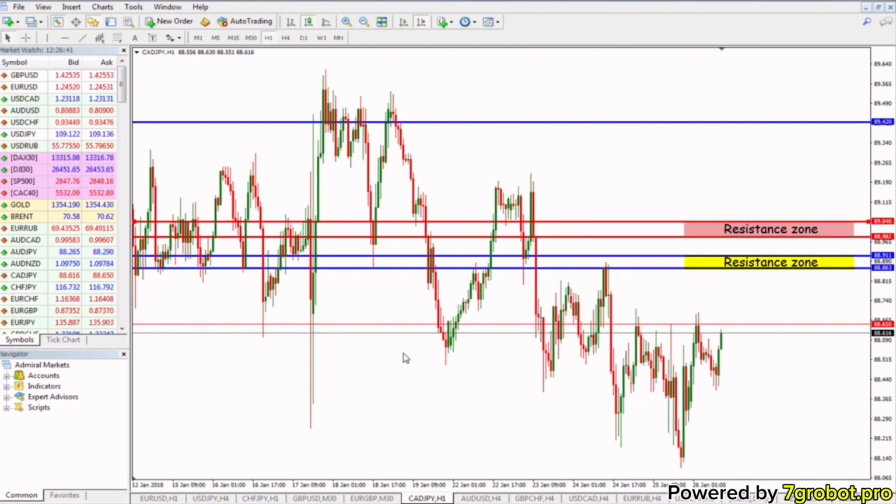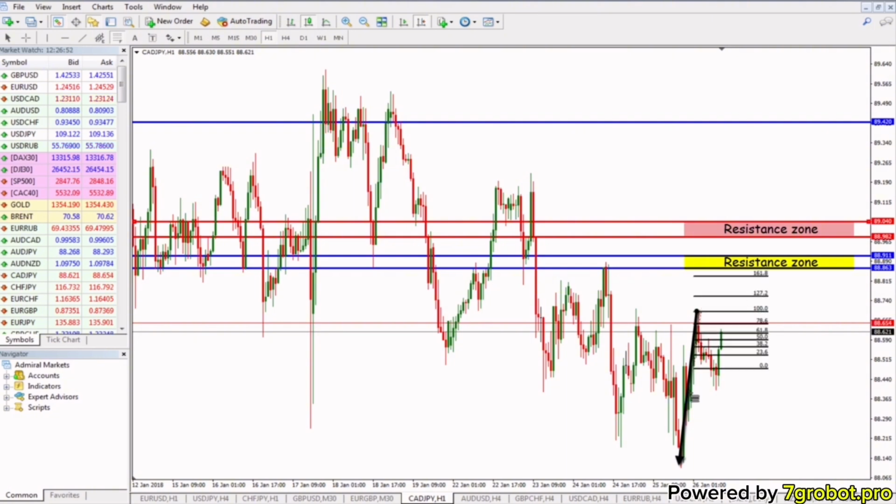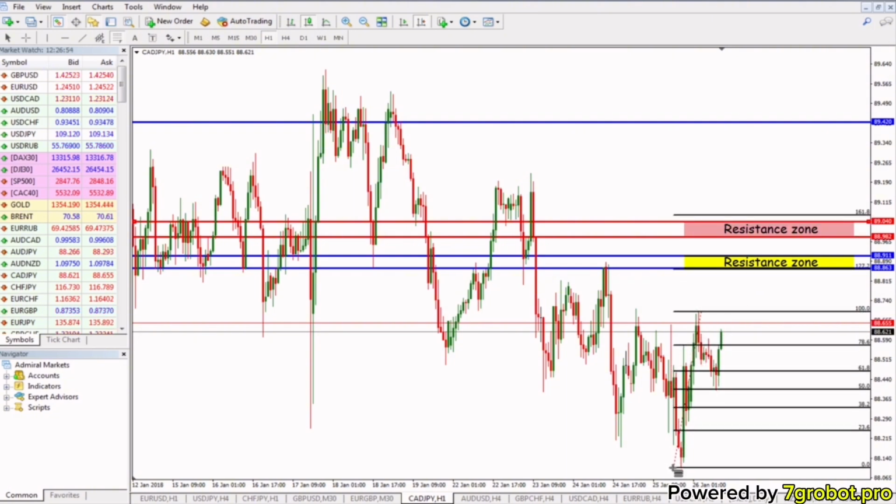Let's use the Fibonacci extensions. We will only use the later swing to see if maybe one of the levels of the Fibonacci extensions matches with these zones. So we start the Fibonacci from top to the bottom of this movement. The 127.2 extension level is located directly at the beginning of the first resistance zone, while the level 161.8 is slightly above the second resistance zone.